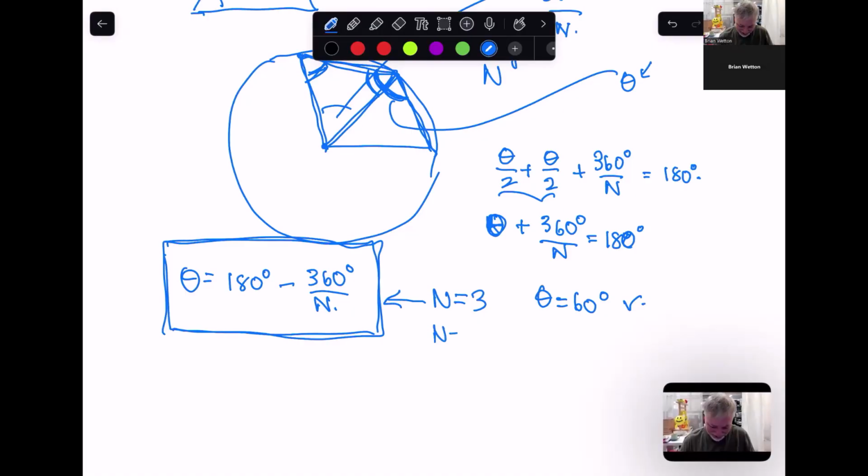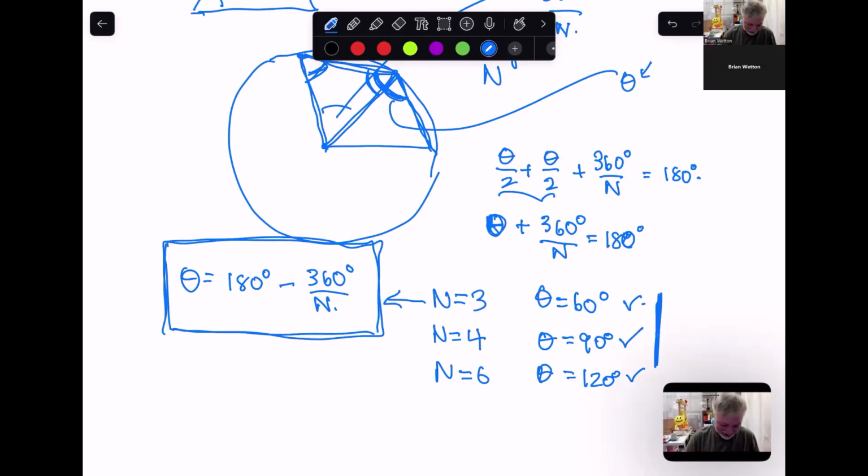I can put in n equals 4. That gives me 180 degrees minus 90. That's 90 degrees. Okay, that looks good. And I can put in my n equals 6. That gives me my 120 degrees. So these things are just checks, but it gives you more confidence in this formula, which is indeed correct.